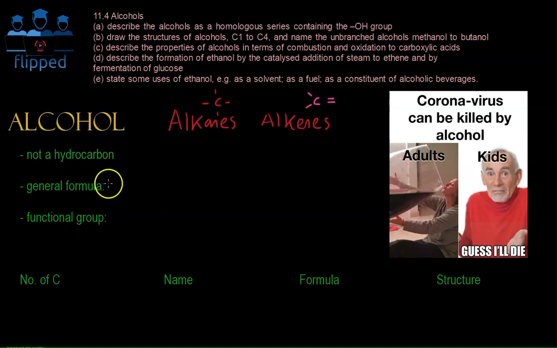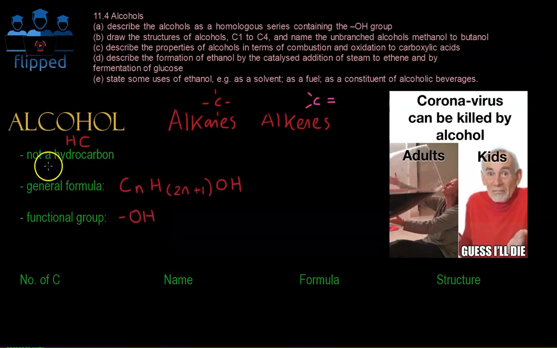Alcohol is not a hydrocarbon, based on its general formula, which is CnH2n+1OH. Its functional group is obviously the OH group. Do you recall that for alkenes, the functional group is the double bond? For alcohol, the functional group is OH. Because hydrocarbon means it only has hydrogen and carbon, alcohol is not a hydrocarbon because it consists of an oxygen atom here. Okay, let's move on to the naming portion of it.